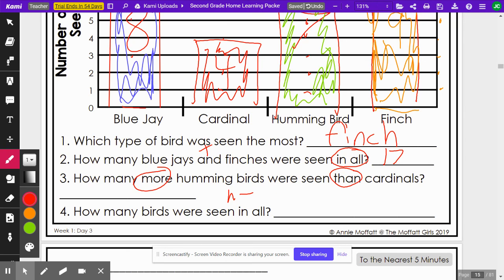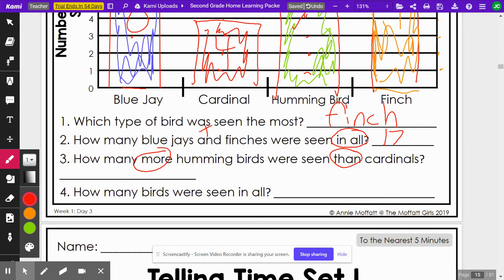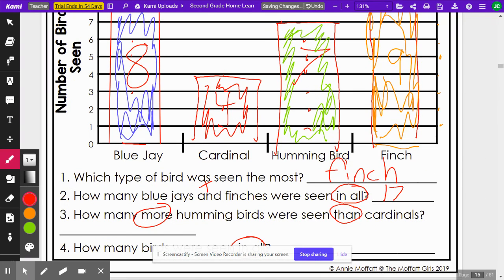My favorite bird to look at, by the way, since we're ending the lesson, of these 4, I really like blue jays, but hummingbirds are just so cool because they move so fast.